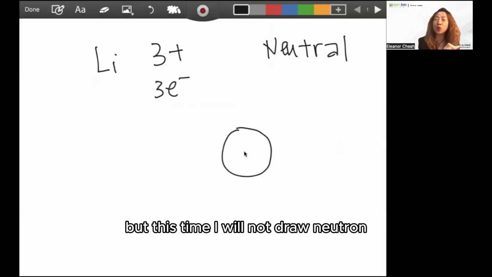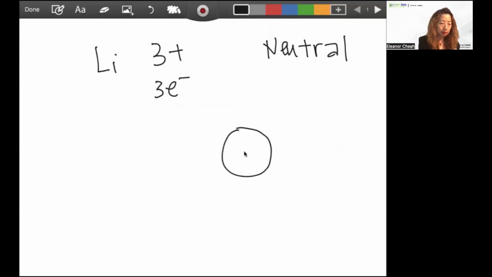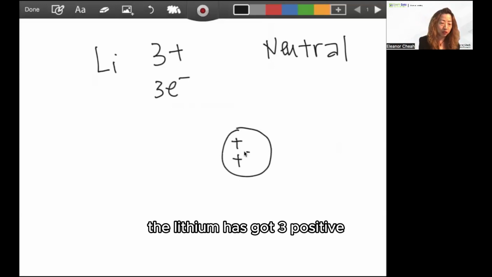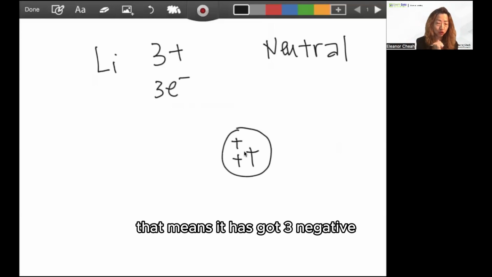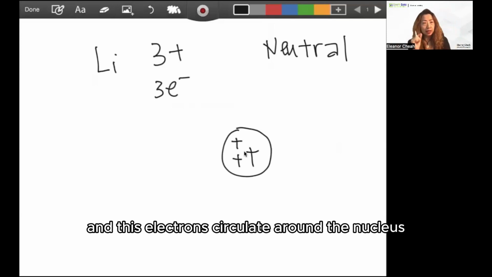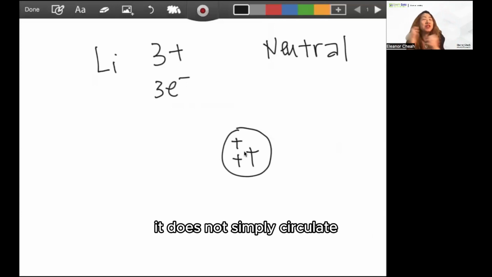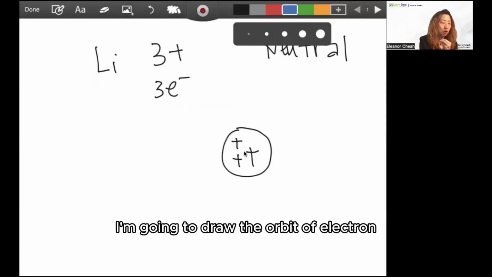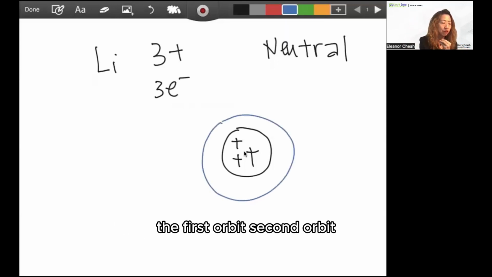This time I will not draw neutron. Lithium has got 3 positive. That means it has got 3 negative. These electrons circulate around the nucleus. They do not simply circulate, they have their own orbits. I'm going to draw the orbits of electron, the first orbit, second orbit.